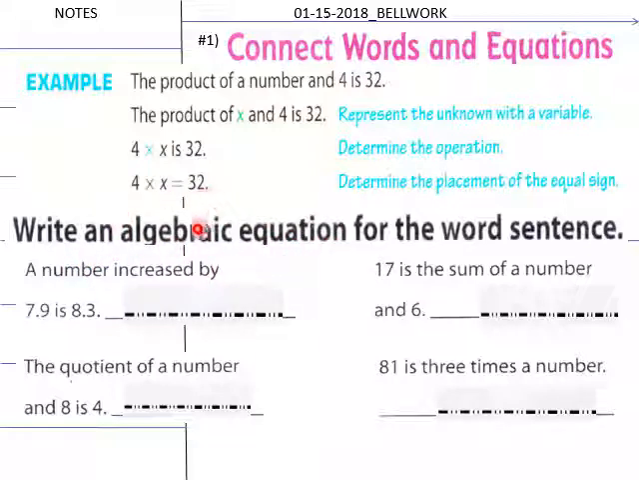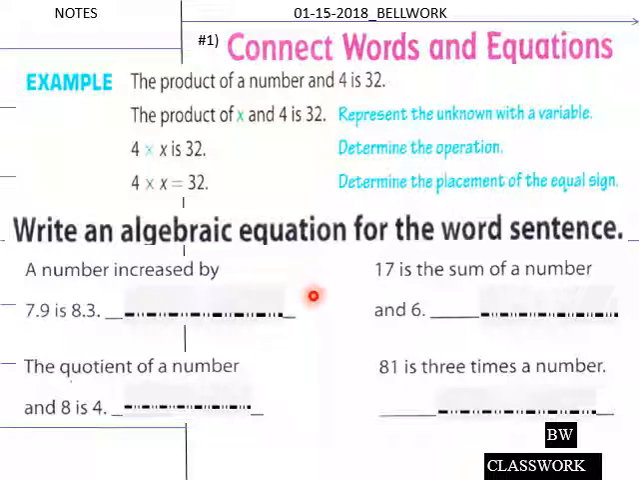Write an algebraic equation for the word sentence. You're going to have a statement here, and then a number is increased by 7.9. A number increased by 7.9 is 8.3. Write an algebraic equation for each one of these statements. Okay, students? And teachers, give your students about 3 minutes for this. See you in 3 minutes.